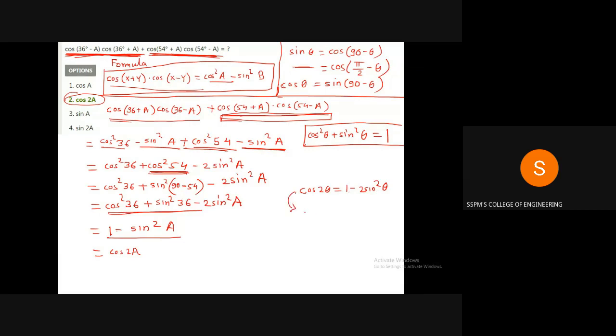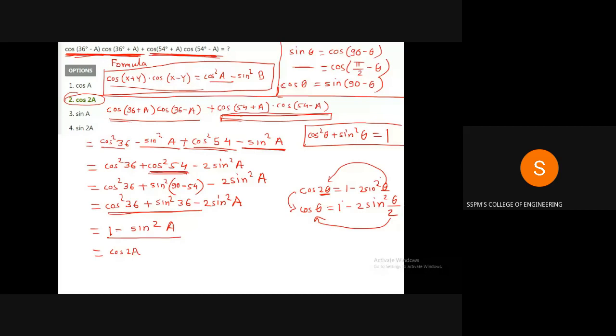Another variant of writing this is cos theta is equal to what? 1 minus 2 sine square theta by 2. Both are the same formulas. Here if it is theta, then you just have to double the angle. Here theta by 2 means theta.